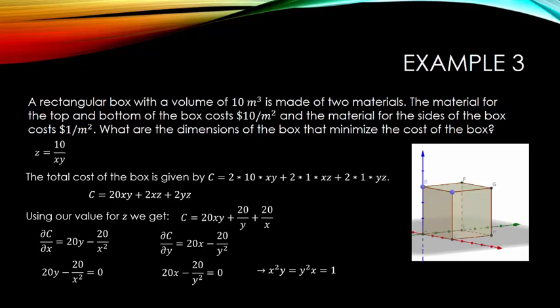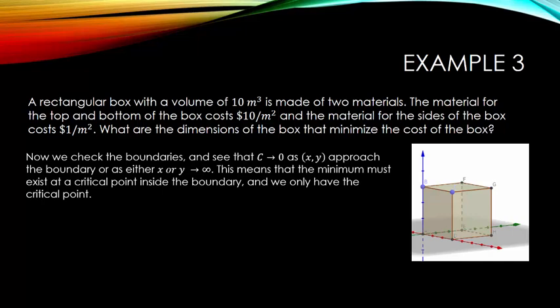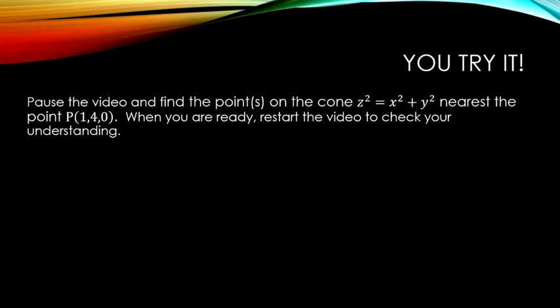And if that's true, my z has got to be 10, so that my one critical point is at the point (1, 1, 10). Now I need to check the boundaries, and we see that my cost goes to 0 as the point xy approaches the boundary, or as either x or y approaches infinity. This means that the minimum cost has to exist at a critical point inside the boundary, and we only have that one critical point. So the box with the lowest cost will have dimensions of 1 meter by 1 meter by 10 meters. Now you get to try it.